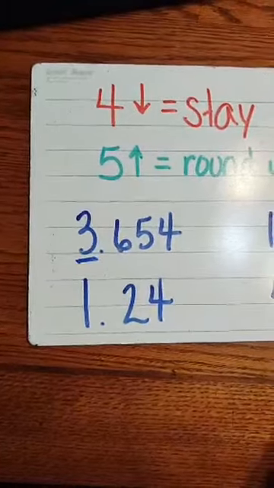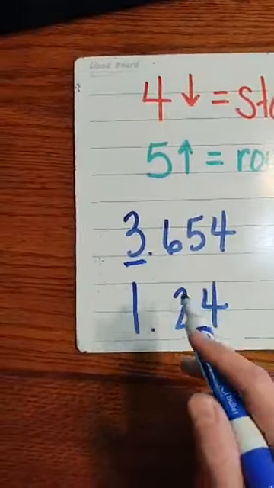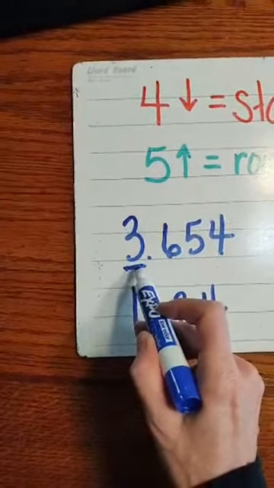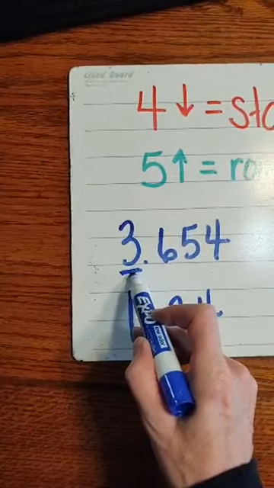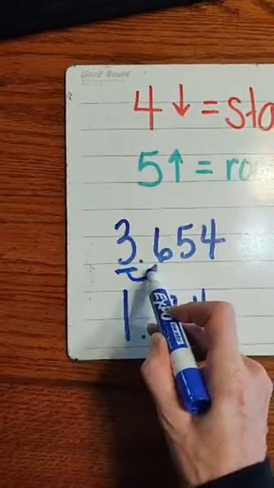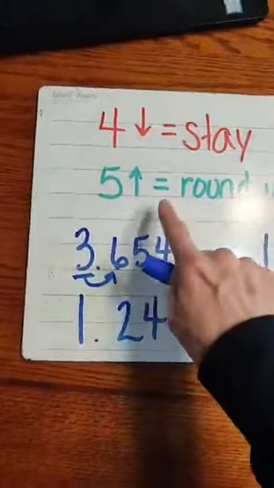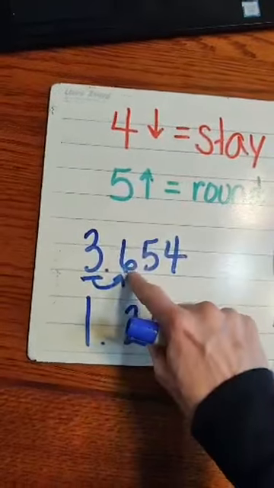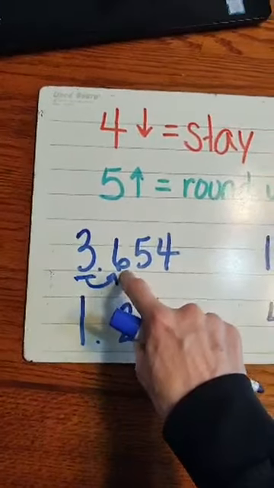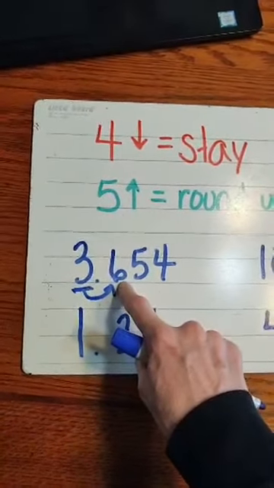And then I like to draw a little arrow to the one that I look at to decide. So I draw my arrow to the number directly behind it. That's the number I look at to decide. So when I think about this, I'm thinking about this arrowed number. Okay, so that number is 6.